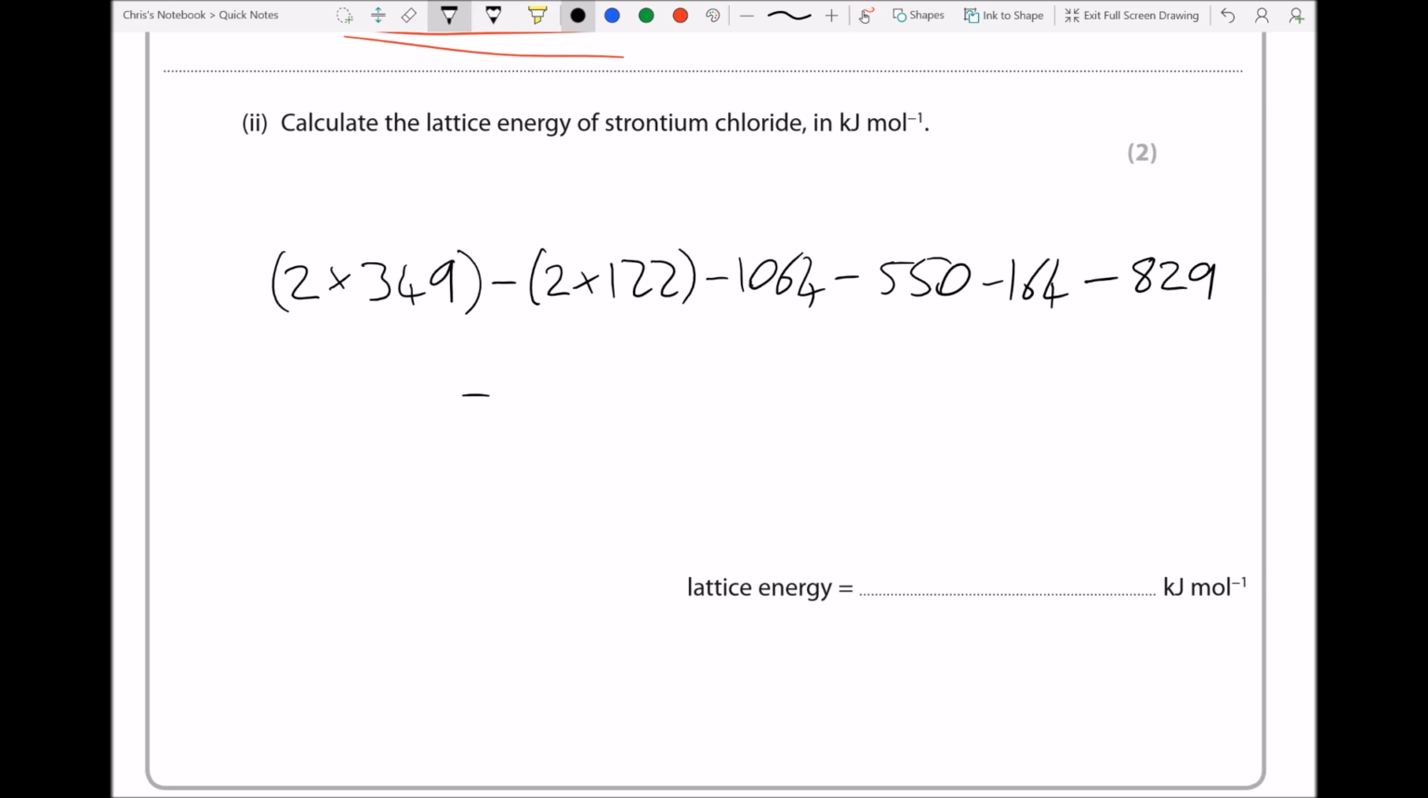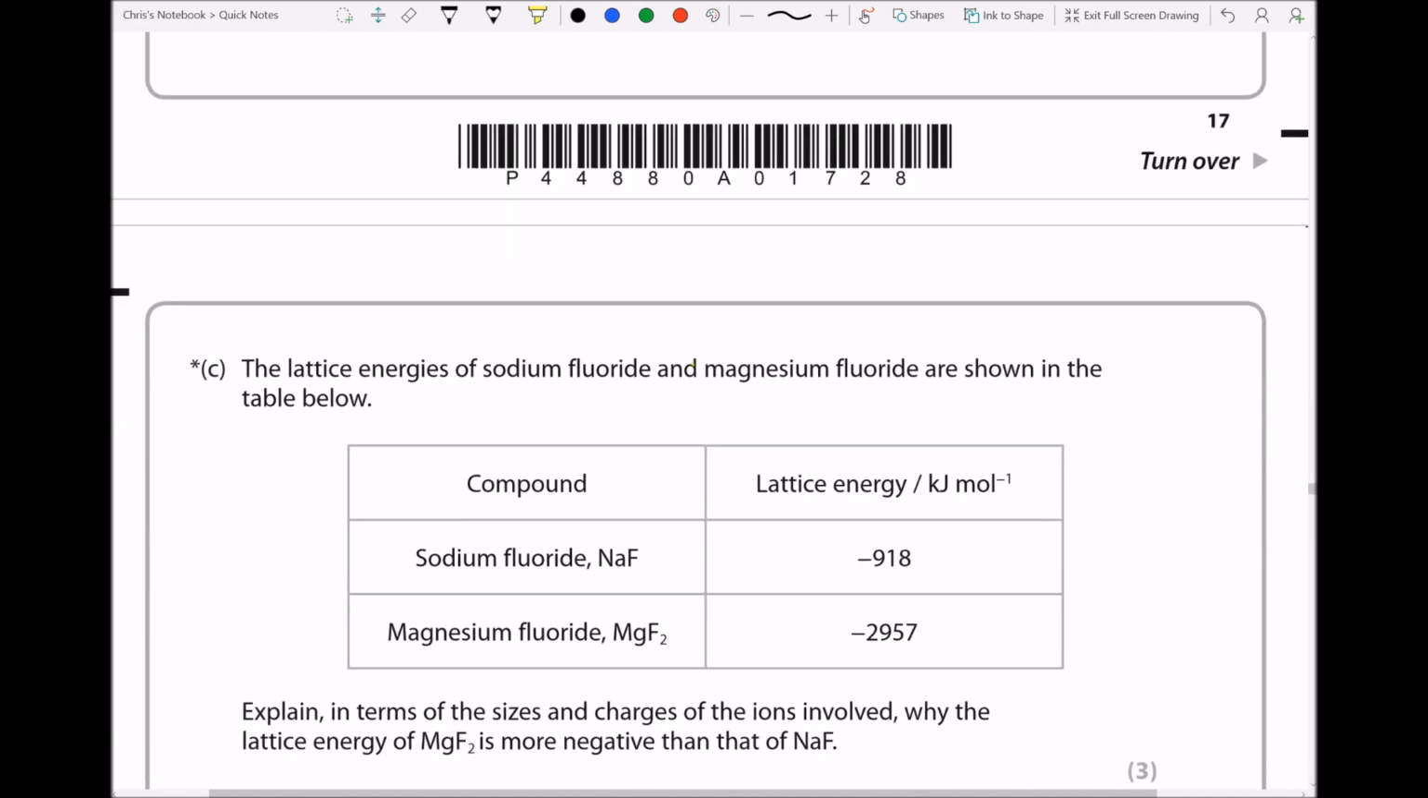If you put all that in your calculator, you should come up with an answer of 2153 kilojoules per mole. And so that number should fit in there. That gets you 2 marks. So you're looking for all these numbers. Just make sure you're multiplying the right numbers. Read the data really carefully, and make sure you get your right answer as well. So that's negative. Right, on to the next bit.